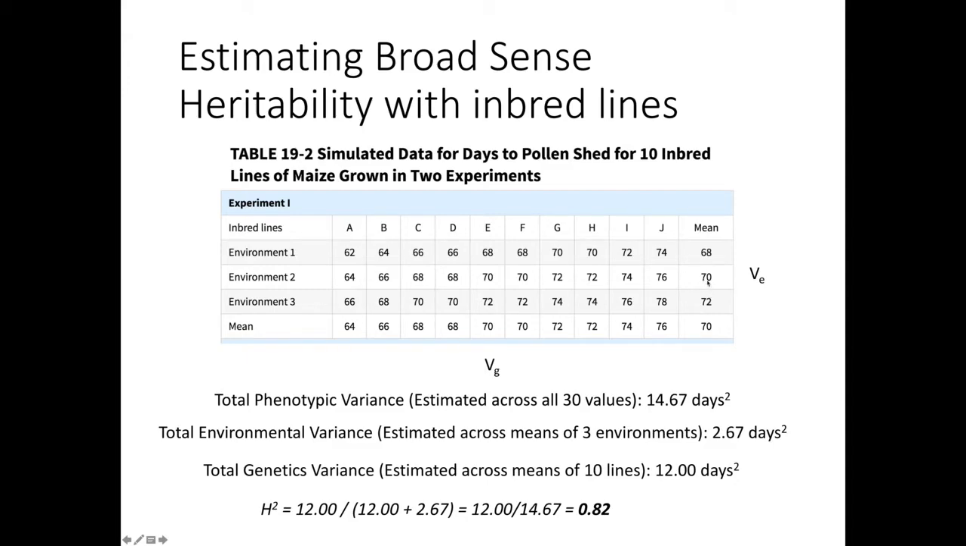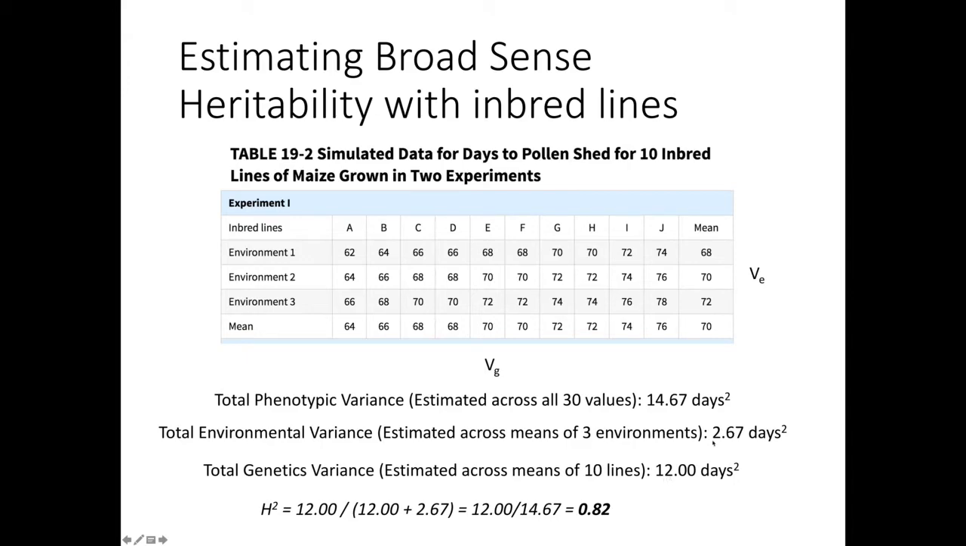So the mean is 70 for that, and then 68 minus 70 squared, and 70 minus 70 squared, and so forth, and you get 2.67 days. And then the total genetic variance, which is basically the variance across the means, is 12 days. All right, so you can see that these add up, right?